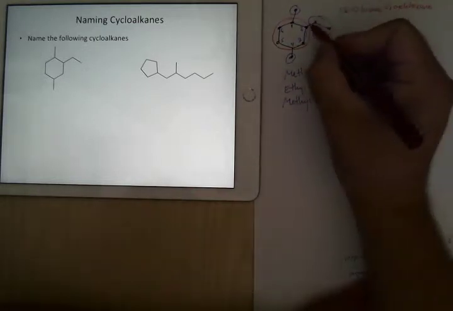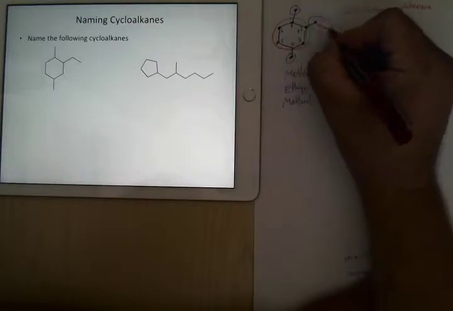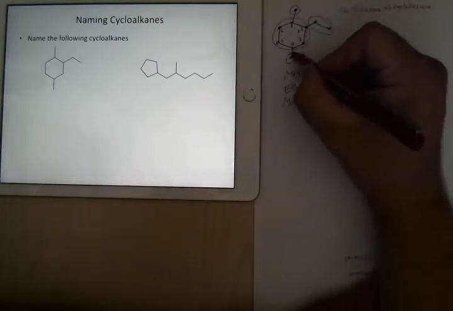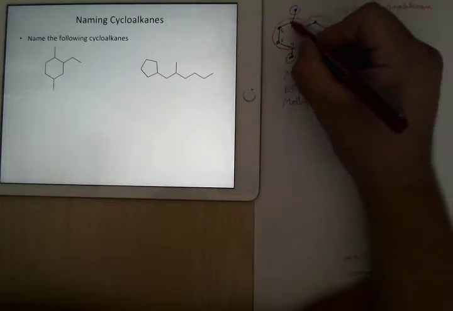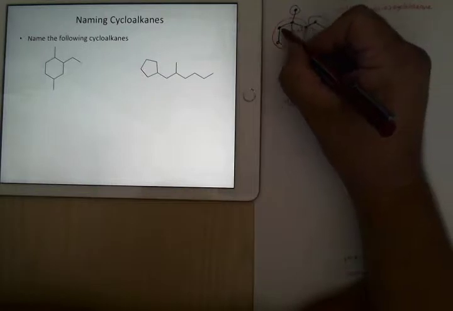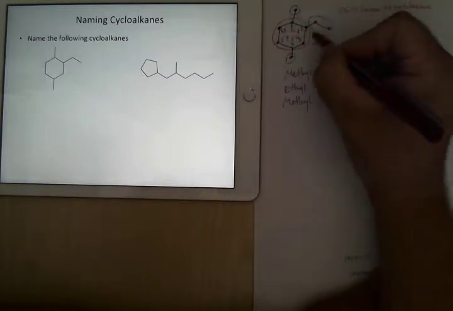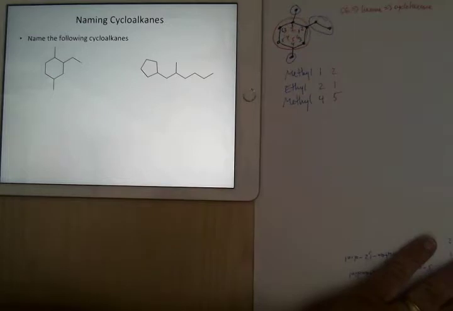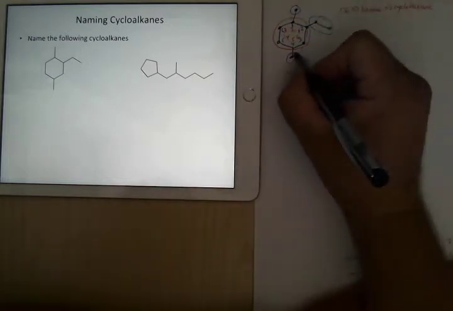Now for this one, let's say the ethyl is 1. Here it takes 2 carbons to meet our first side chain. Here it only takes 1 carbon. So this is going to be 2. So now we're going to go counterclockwise. So 1, 2, and then keep going, 3, 4, 5, 6. So now it's 2, 1, 5.